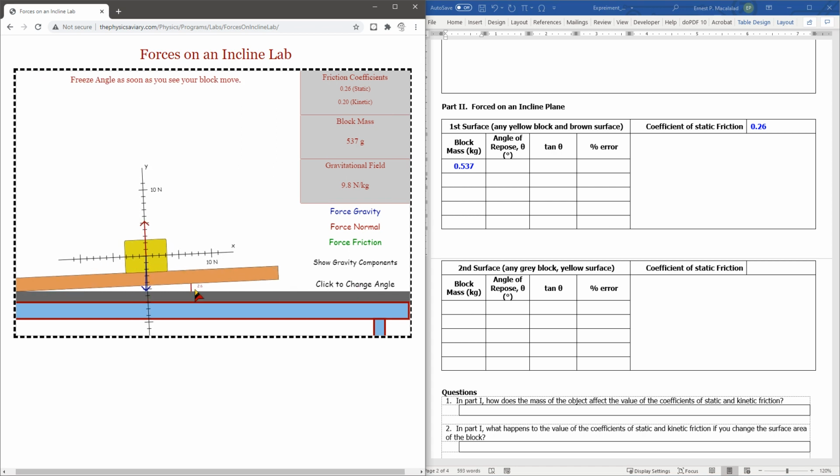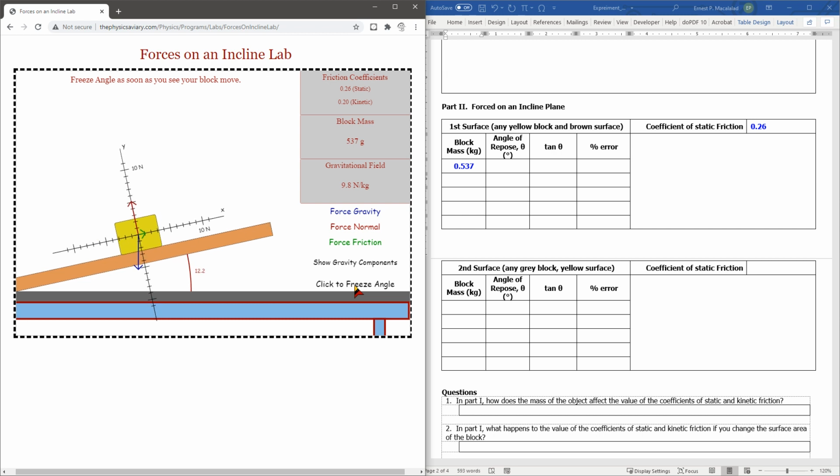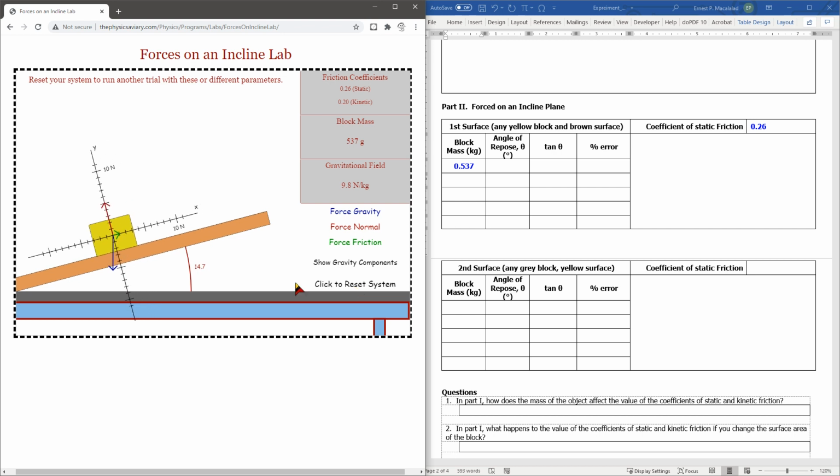Now if you change the angle, let's click this angle, you will notice that the angle of inclination of this inclined plane starts to increase. When you click it again, it will stop. What you're going to do in this part of the experiment is find the angle of inclination where this block would start to move. Let's try this. You can do it incrementally until you notice that the block will start to move. So you're already at 13 degrees, 14 degrees, 14.7.